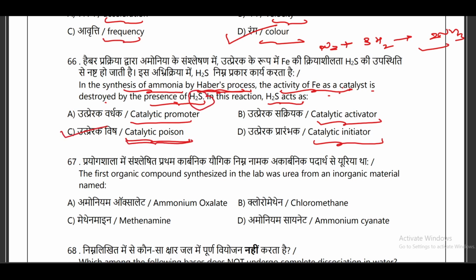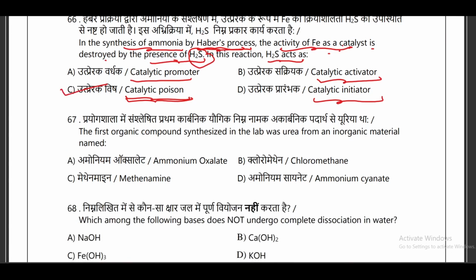Catalytic poisons are actually substances that reduce or destroy the effectiveness of the catalyst by binding to the active sites of the catalyst, thus inhibiting its activity. So in this case H2S acts as a catalytic poison. So C option is your correct answer.